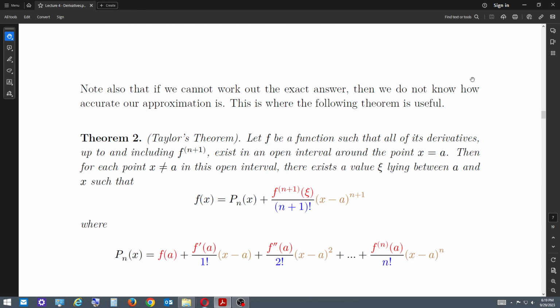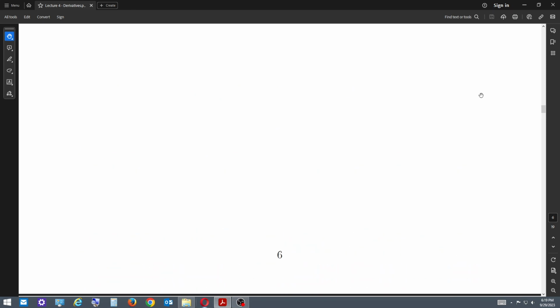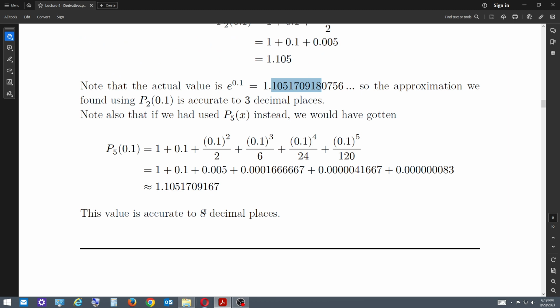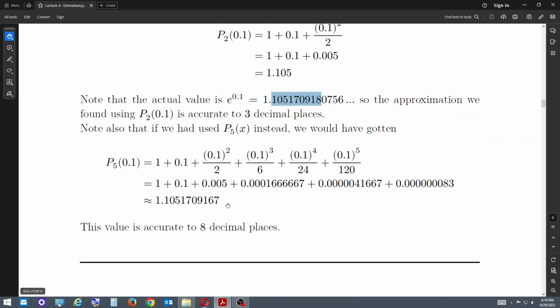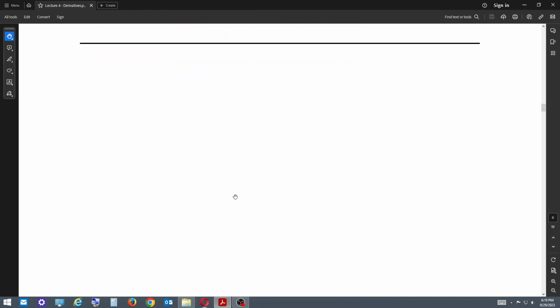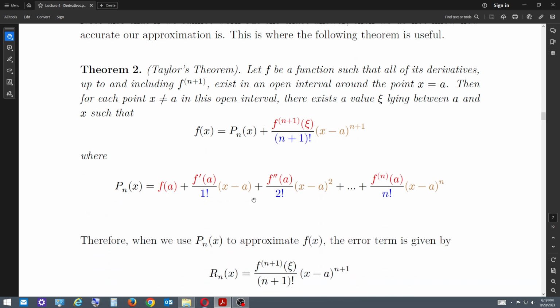All right, so just a side note here: in this particular example, I estimated the degree of accuracy using the exact value. Now, what we are concerned with is actually estimating the degree of accuracy of approximations without knowing the exact value. So we'll see how we do that later on. All right, now this theorem is going to be very useful for that, and that is called Taylor's theorem.